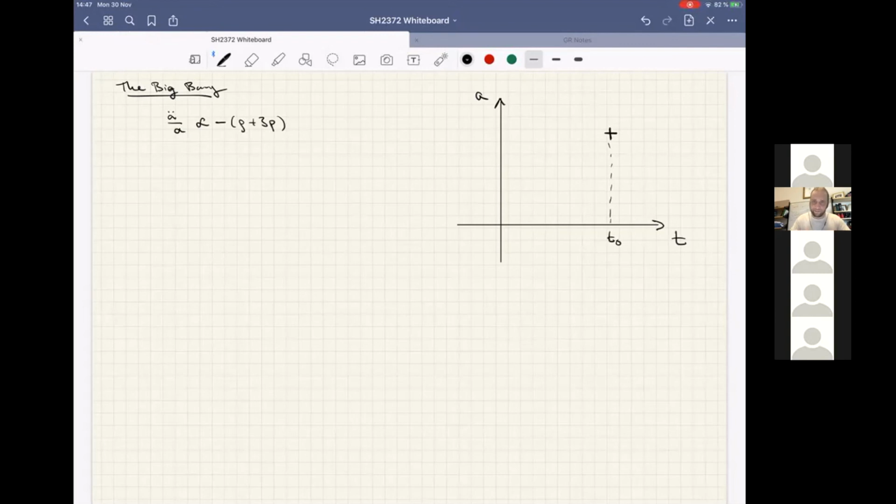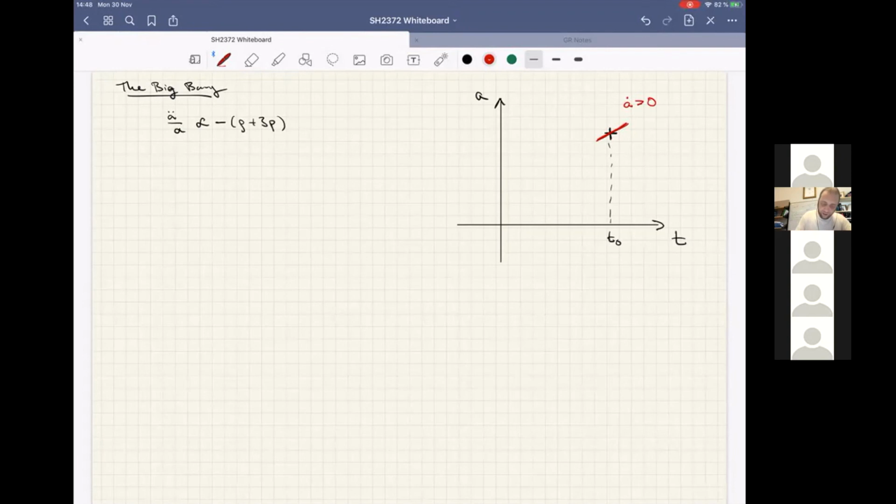That's today. And we can also look and we see that the Hubble parameter is such that it's positive, which means that the universe is expanding today. That means that we know what the derivative is. So we know that A dot is larger than 0 today.